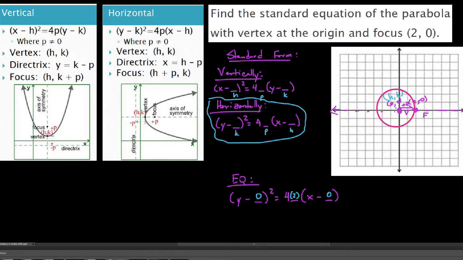Now, one thing that I actually do want to make sure is to finish this picture here. Because our focus is 2 to the right, our directrix is 2 to the left. And I just want to make sure that we are actually finishing our graph. So we say that this parabola would open towards the focus here and away from the directrix.